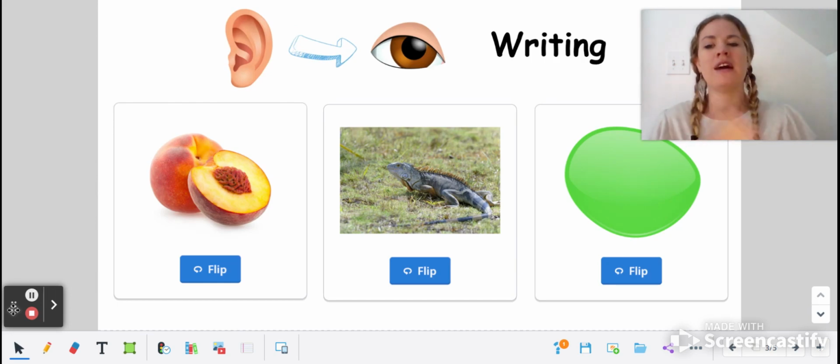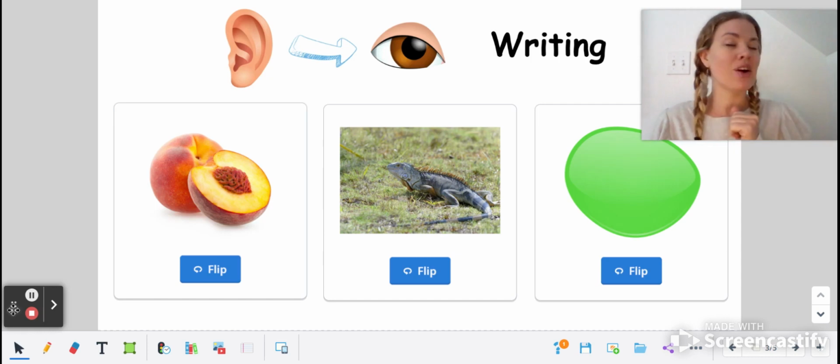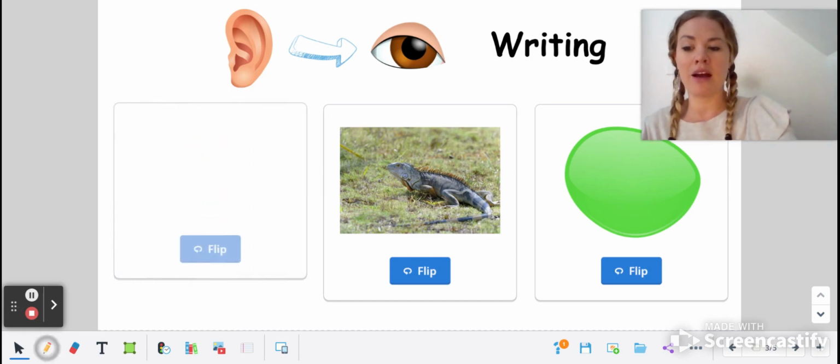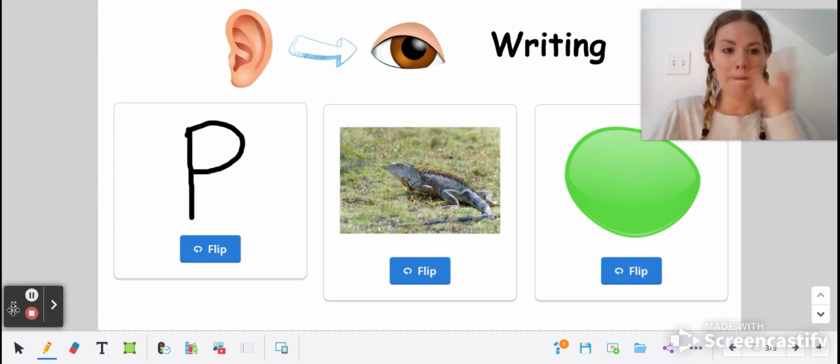And what is that first sound that we hear when we say peach? And she might say, p, p, p. And I might say, okay, great. Everybody write on your whiteboards, what is the letter or symbol that makes a p sound? Now give them a minute. And then I might write on my smartboard, yes, it is the letter P. This is the symbol that makes the p sound.